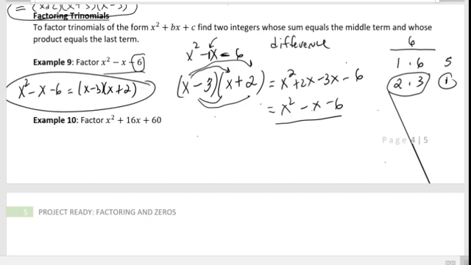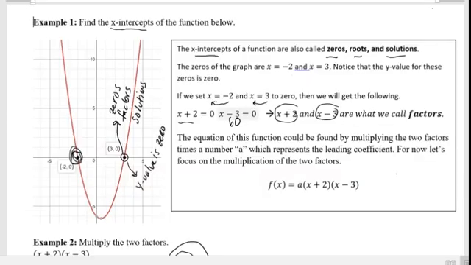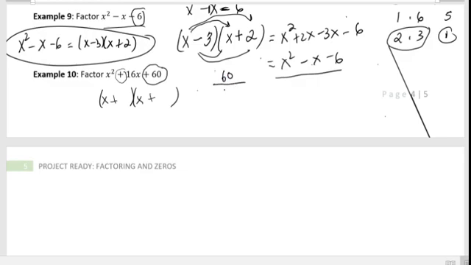So let's try another one. So here we have x squared plus 16x plus 60. So we're going to have two parentheses. We're going to have an x and an x. Now my c is positive. That means that my signs have to be both the same. Well, since my middle term is also positive, then that means that these are both going to be positive. Okay, so I look at my constant, which is 60.